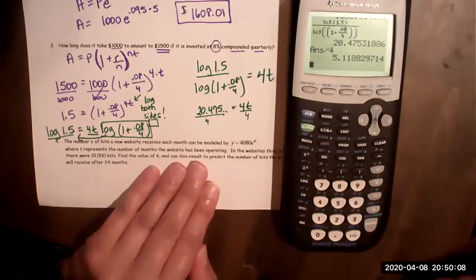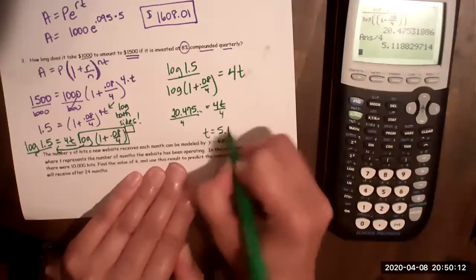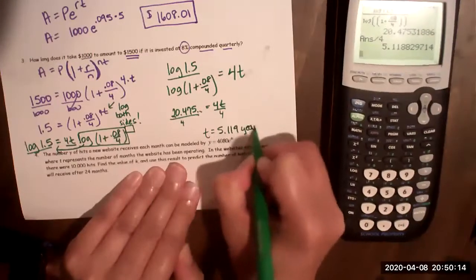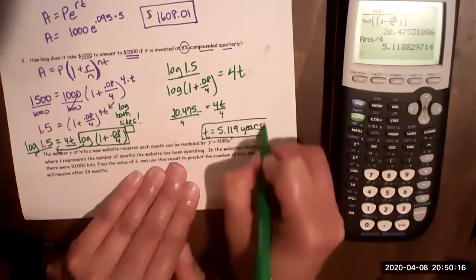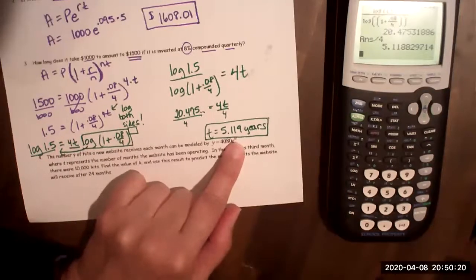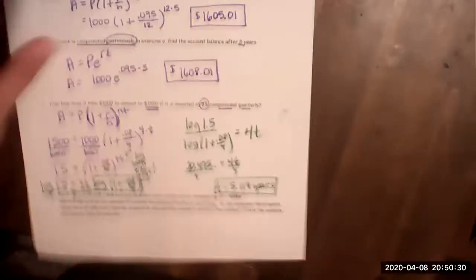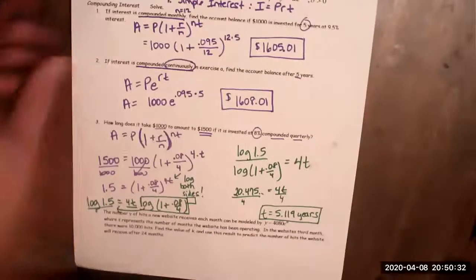So I get 5.119. And then you just need to make sure on your MyMathLab that you read carefully what decimal they want you to round to, okay? Could be whole year, it could be tenths, hundredths, thousandths, whatever. You just need to make sure that you read what place to round to, okay? All right, so the next one, this one has a couple parts to it.